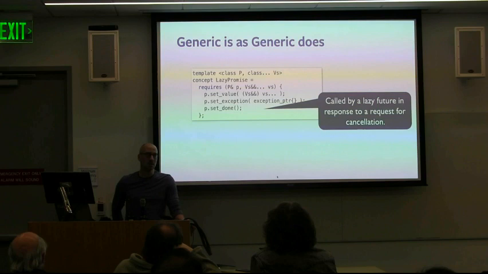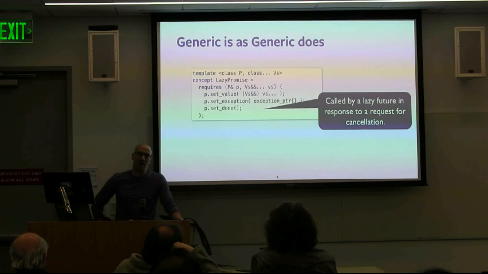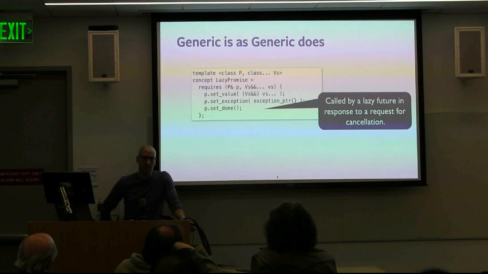Yeah. So a class usually has, by default, a constructor and destructor. Is it now going to have, by default, for asynchronous, set value, set exception, and set done? So the question is how this interacts with the object model. It doesn't, but when we come to coroutines, things get kind of interesting.